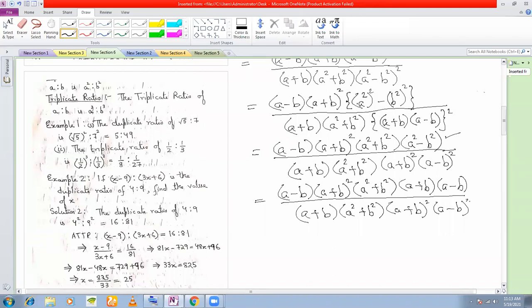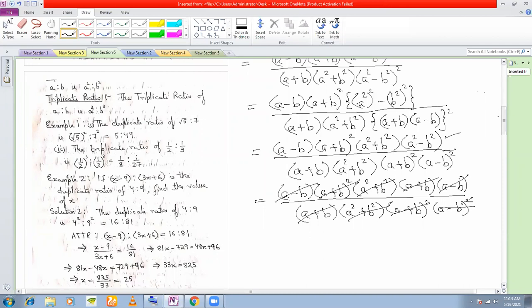Now you cancel out whatever is common in the numerator and denominator. The (a plus b) whole square cancels out. You have a square plus b square cancels out. You have a plus b cancels out. One (a minus b) cancels out from the denominator and (a minus b) cancelled out from the numerator. And one (a minus b) will cancel out from here.